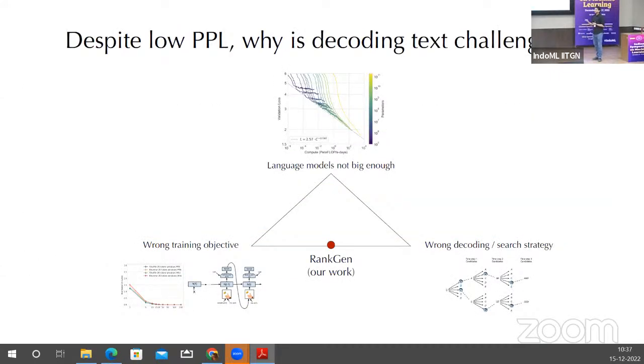So why does this happen? This is a critical question. We've trained these huge scale language models. They are doing a good job fitting their data. Why is it that when we go off and generate long pieces of text they have all of these issues? There are 3 broad categories of issues with the models.